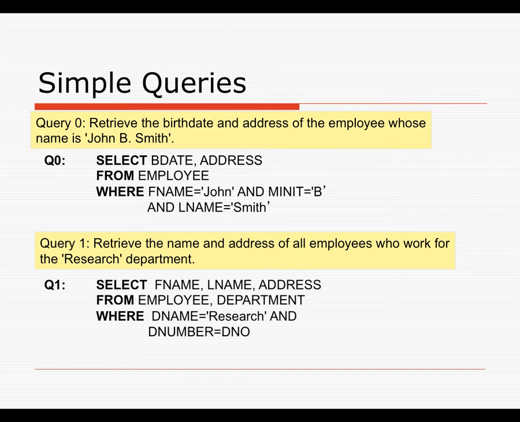Next query, retrieve the name and address of all employees who work for the research department. So I'm specifically looking for name and address. The way this is set up, we're looking at both first name and last name, as well as address. So those are the items that I'm going to select. And as you can see, I'm looking for employee information and department information. Now, the employee name information is not in the department table, so I'm going to need to select both from the employee table as well as from the department table, with specific criteria where the department name is research and department number is DNO.